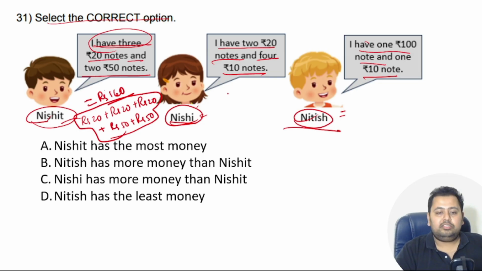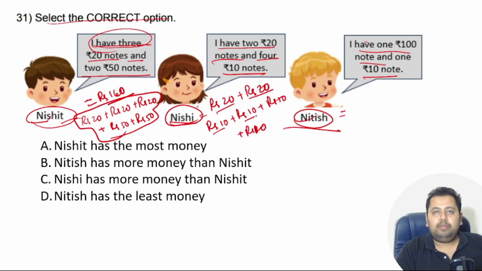Now Nishi says I have 2 rupees 20 notes and 4 rupees 10 notes. So Nishi has 2 rupees 20 notes, and then she has 4 rupees 10 notes. Now, if you do the addition, 20 plus 20 is 40, plus 10 is 50, plus 10 is 60, plus 10 is 70, plus 10 is 80. So Nishi has rupees 80 with her. So Nishit had rupees 160 and Nishi has rupees 80.